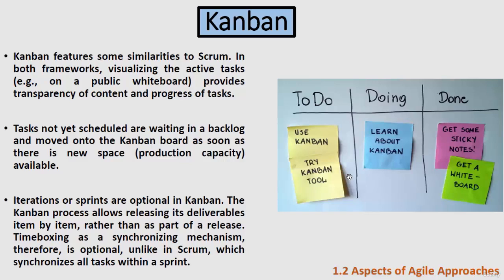In Kanban, we don't have to create iterations or sprints. This is something optional that we are not forced to do. We can deliver our deliverables item by item, not as a part of a release or iteration. We can do this or not. This means that time boxing, which means that our tasks are synchronized inside a sprint, is optional. We don't have to do it in Kanban.